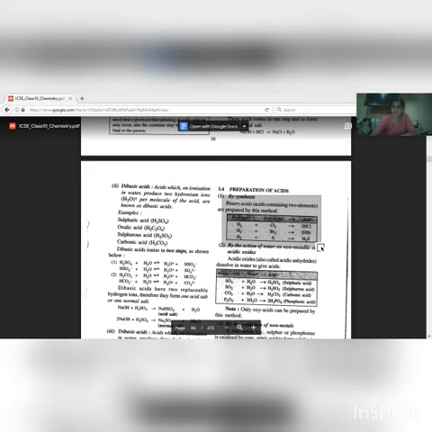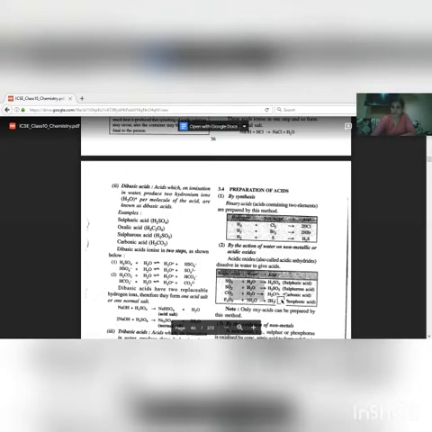Second type, in which the acidic oxides are dissolved in water to give the acid. Acidic oxide examples are sulfur dioxide, carbon dioxide, and phosphorus pentoxide.